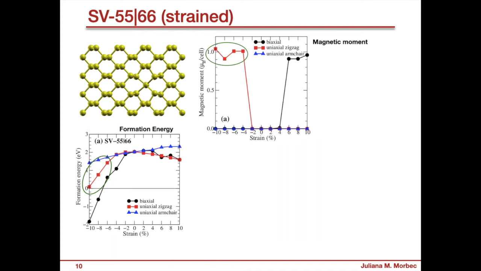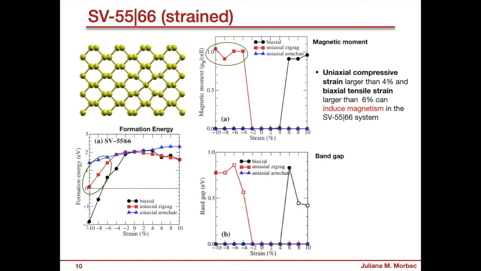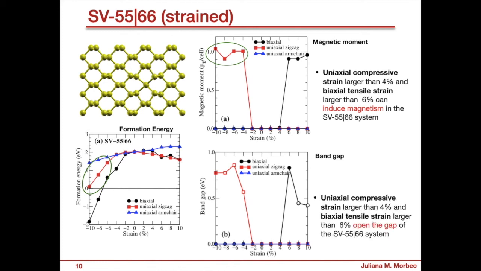And this also coincides with the range where the formation energy also reduces, and you can have a system as stable as a pristine system. And so, by applying compressive strain along the uniaxial direction, you can have a magnetic moment as high as 1 millibor per cell. And this also coincides with the opening of the band gap for the system. And now you have a band gap higher than 0.5 electron volts for the system when you apply uniaxial strain along the zigzag direction, that are the red curves.